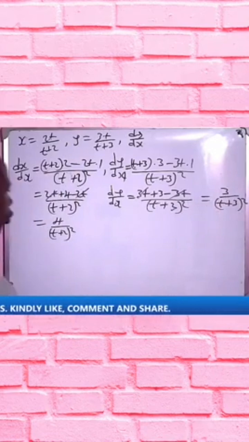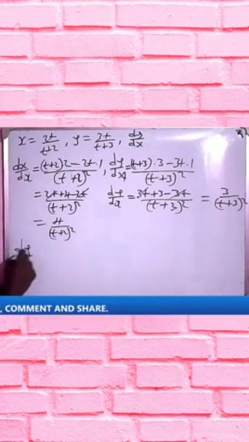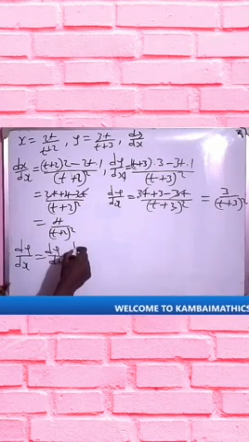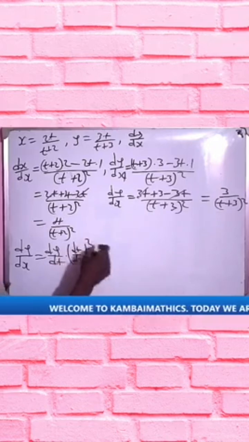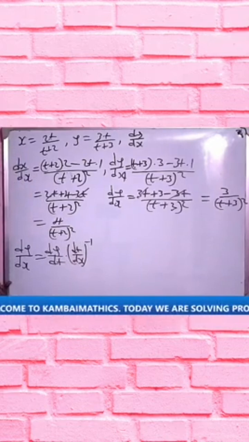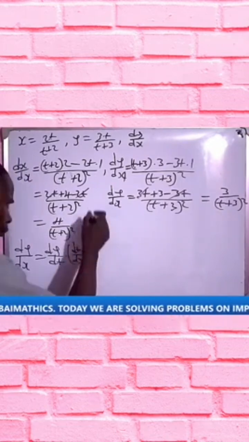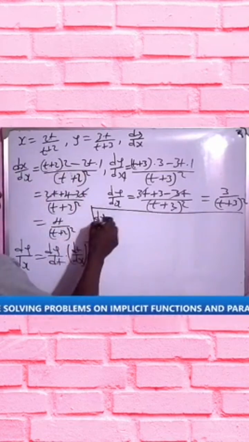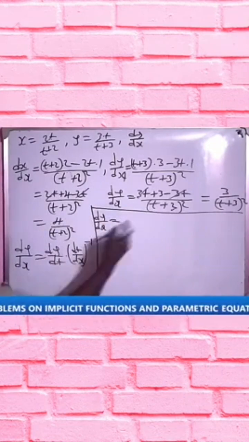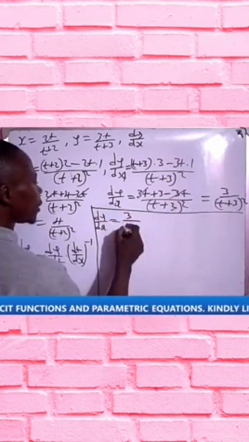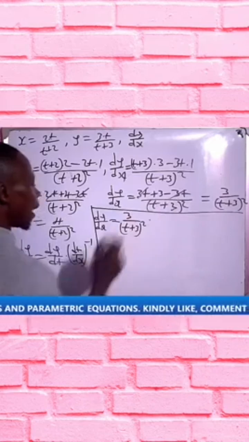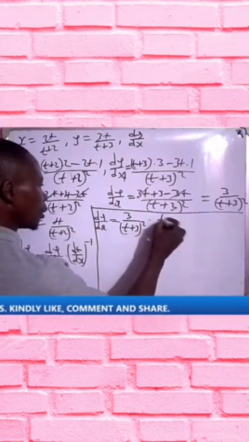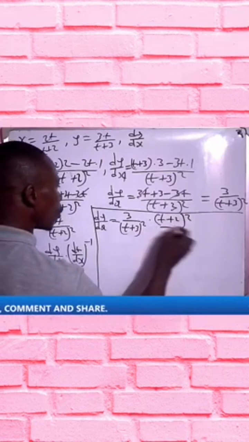By implication, let's substitute: dy over dx is equal to dy over dt times dt over dx, but this one will take the reciprocal of this. So dy over dx is equal to dy over dt, which is 3 over t plus 3 all squared, times the reciprocal of this particular one. So it will give us t plus 2 all in bracket squared over 4.